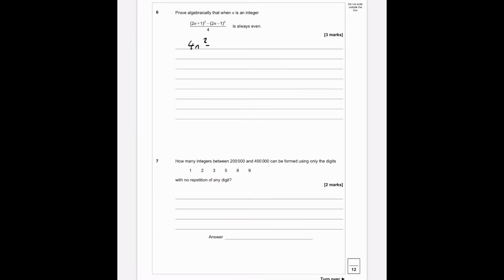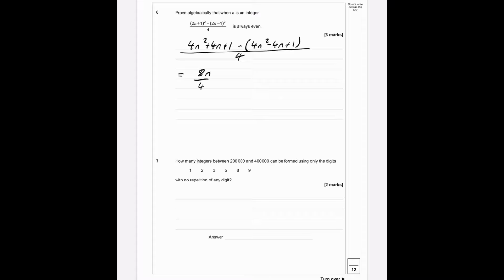Question 6, prove algebraically that the expression is always even. So I'm going to expand out the double brackets. I'm just going to be careful on the second part of that. I'm going to leave it all in brackets because we're subtracting all of it. And I can subtract each part one at a time.